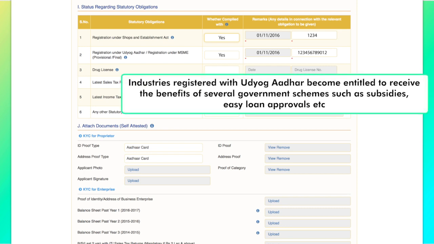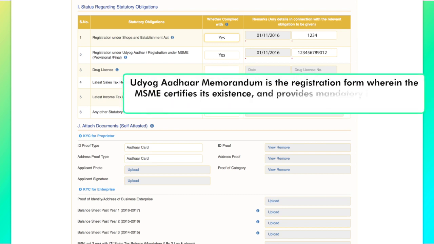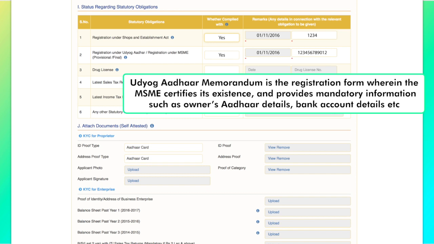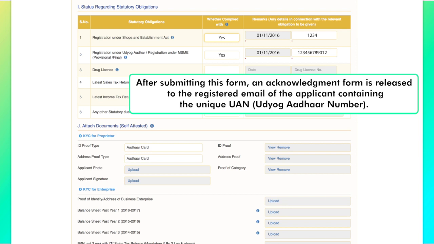Industries registered with Udyog Aadhaar become entitled to receive the benefits of several government schemes such as subsidies, easy loan approvals, etc. Udyog Aadhaar Memorandum is the registration form wherein the MSME certifies its existence and provides mandatory information such as owner's Aadhaar details, bank account details, etc. After submitting this form, an acknowledgement form is released to the registered email of the applicant containing the unique Udyamimitra number.